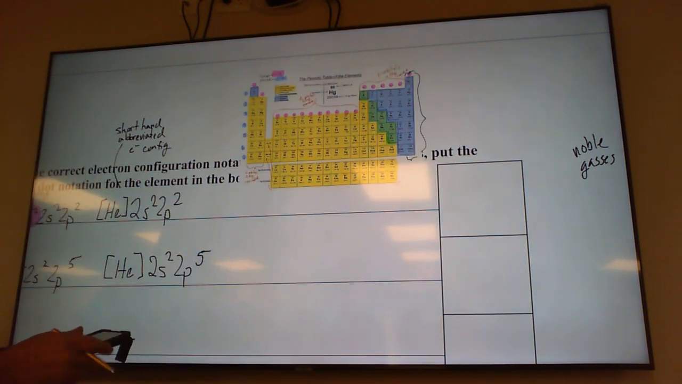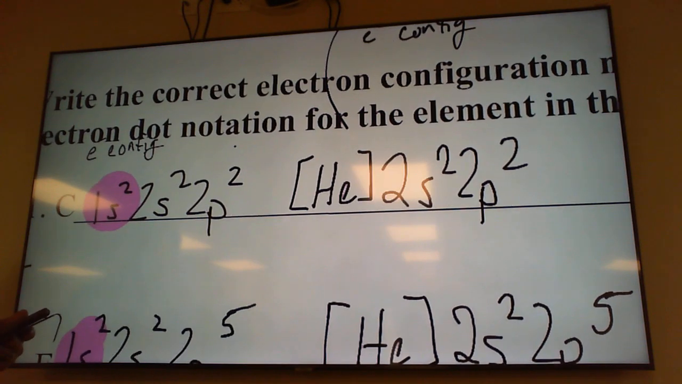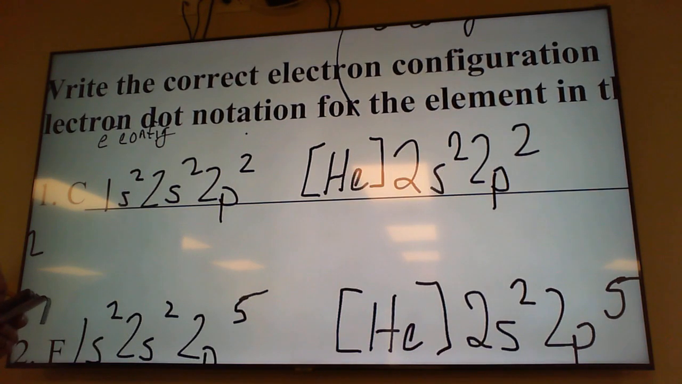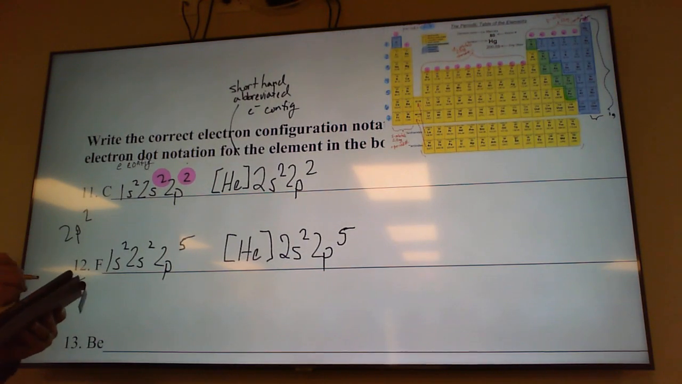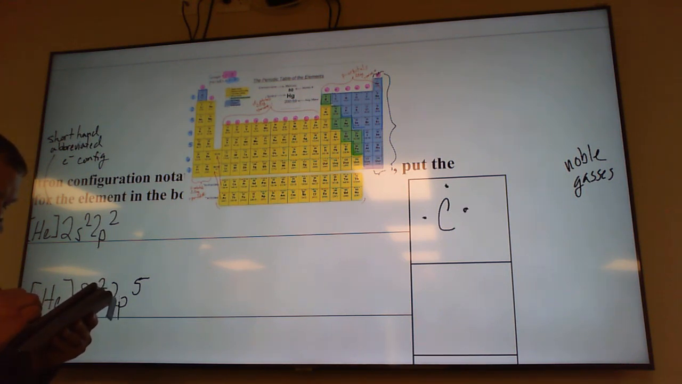All right, so let's look at carbon. Carbon has 1s2, 2s2, 2p2. Carbon's highest principal energy level is the second energy level, and there are a total of 4 electrons in there. So for carbon, I would draw a C, and I would put 4 dots around it.